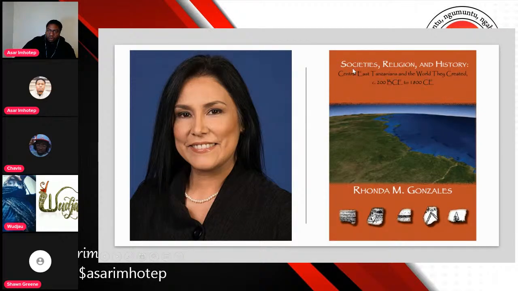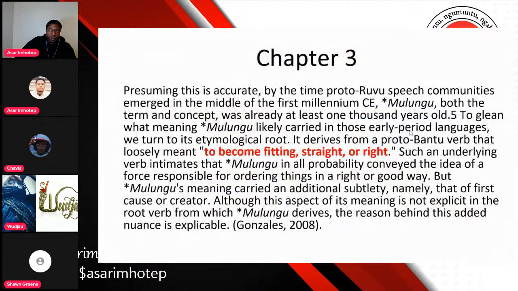And she graduated from UCLA and studied under Christopher Ehret, same as Dr. Karen Kleiman. And so she wrote a text called Societies, Religion, and History: Central-East Tanzanians and the World They Created, 200 BCE to 1800 CE, right? And there's a printed version of this book, but you can also read it online at a website. So you just put it in and go to chapter 3, and she's going to say something here.